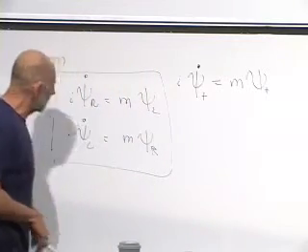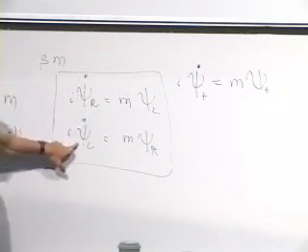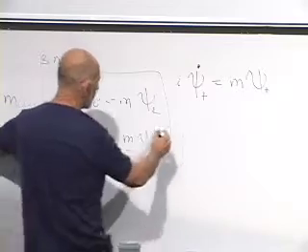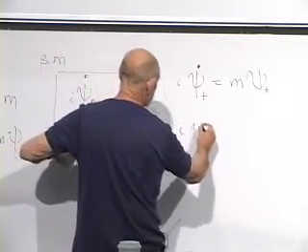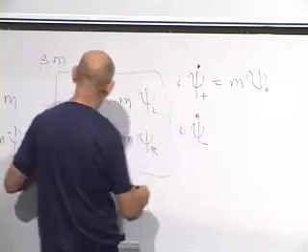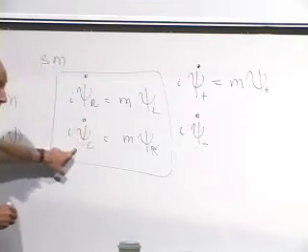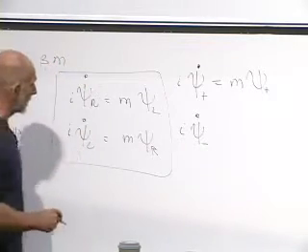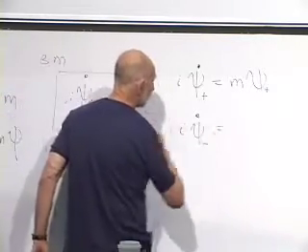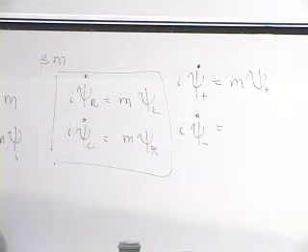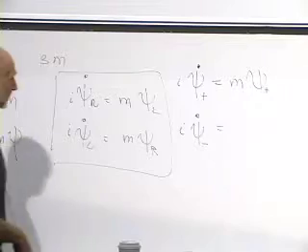And what about the other possibility? Let's subtract them. When we subtract them, we get I psi minus dot. Psi minus is psi right minus psi left. And what do we get on the right-hand side? Is it m psi minus? Minus m psi minus.